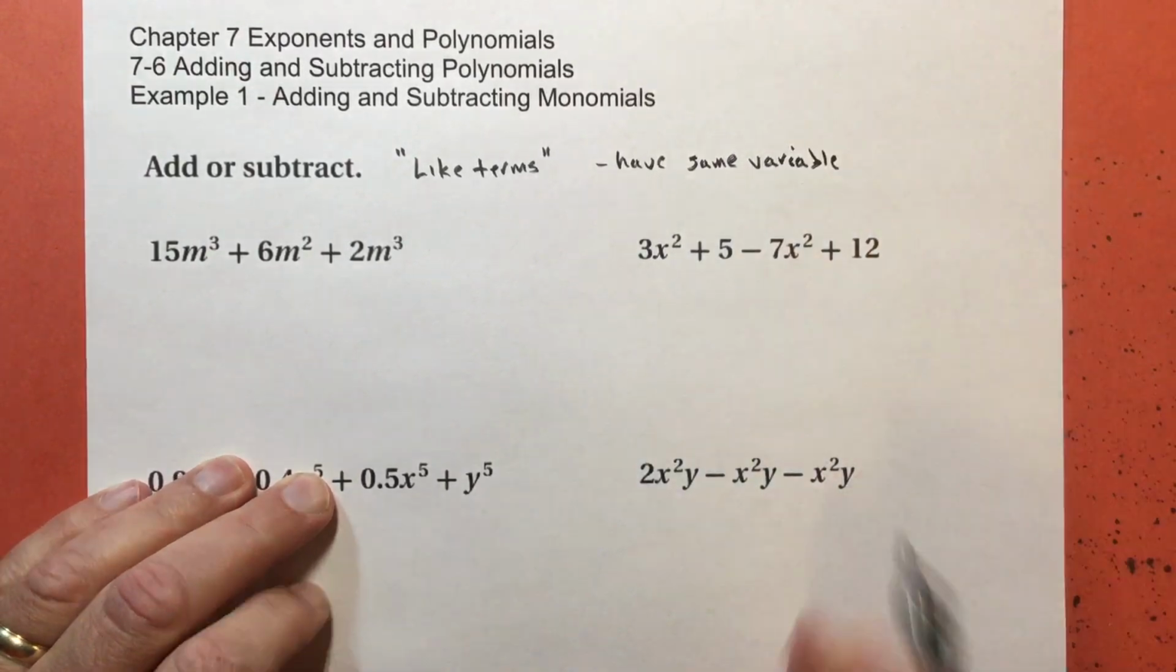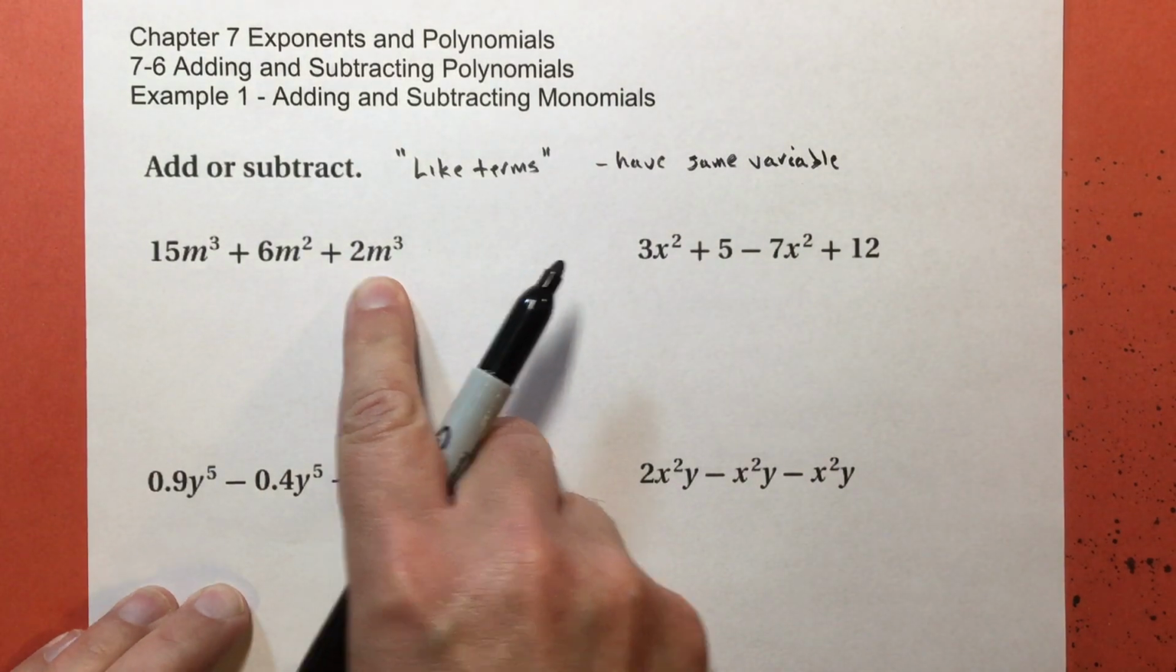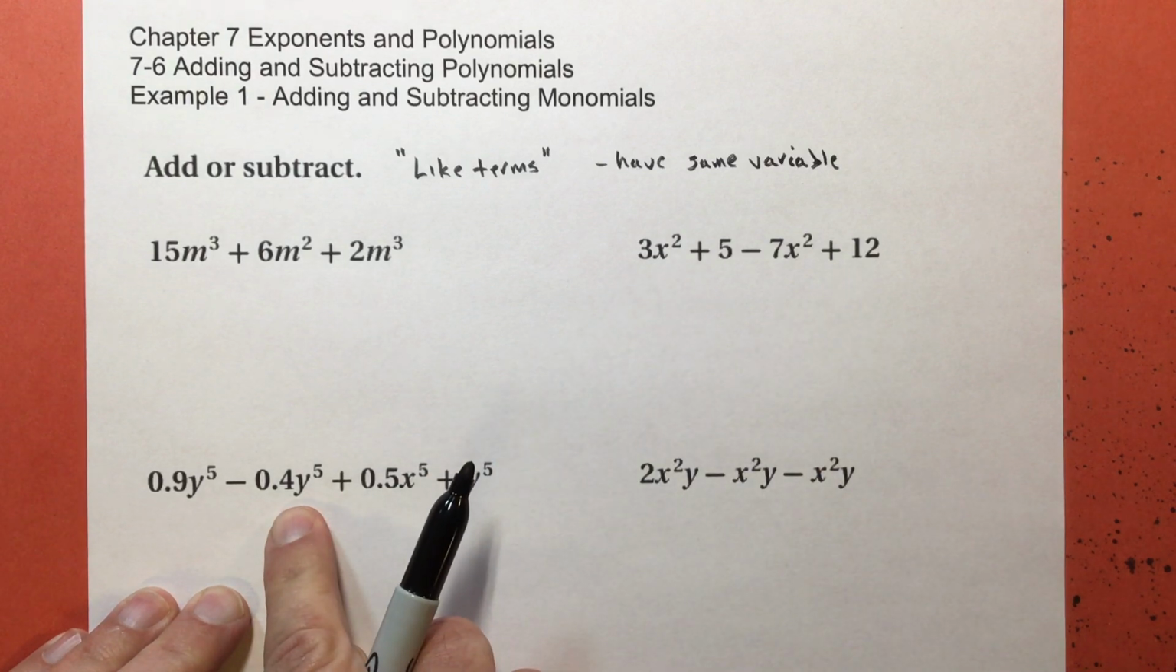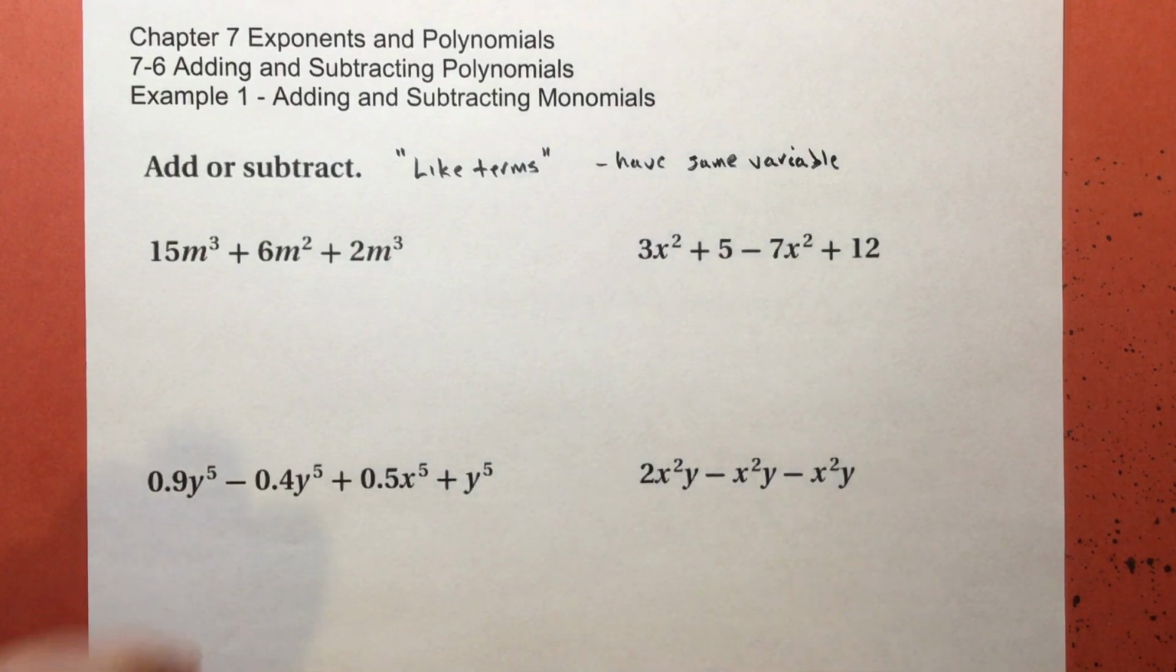So if I look at my examples that you see, my variable here is m, over here I'm using x, down here I'm using y, and over here I've got x and y. So like terms have the same variable. I can't add x's to m's or x's to y's or anything else. Each of those letters that's being used to take the place of a variable is unique. Of course, that doesn't really help much, does it?